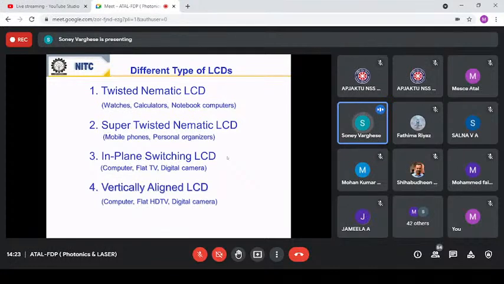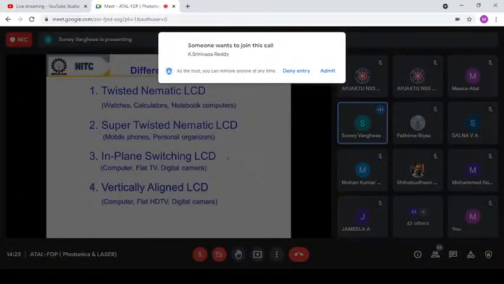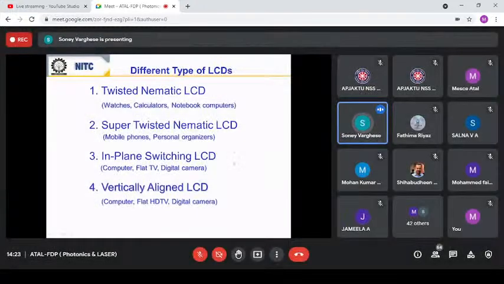For example, we have twisted nematic LCDs, right? These are actually used in old watches, calculators, etc. Nowadays, we are not using it for displays, but we are still using it for watches or calculators. Then we have super twisted nematic LCDs, which are also used in personal organizers, watches, or calculators, etc. And we have the third and fourth, that is in-plane switching, as well as vertically aligned LCDs.